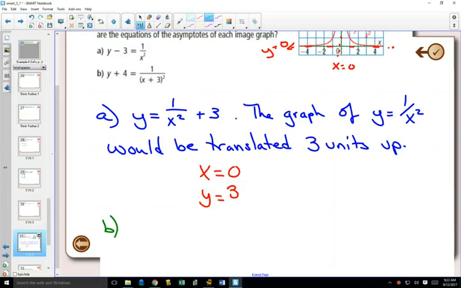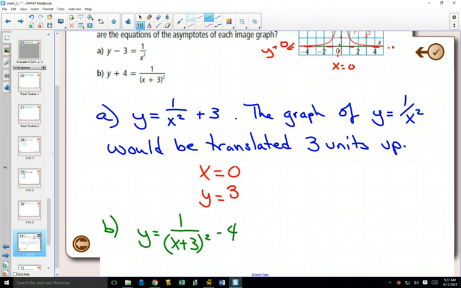Same thing for part B. We're going to take the first step and just rewrite things. And again, one of the skills that you're going to get better and better at is being able to recognize that if my parent graph was 1 over x squared, this is related to that graph. Because I've still got a 1 over, and the x is on the bottom, and what's on the bottom is still squared. Then to recognize what's different.